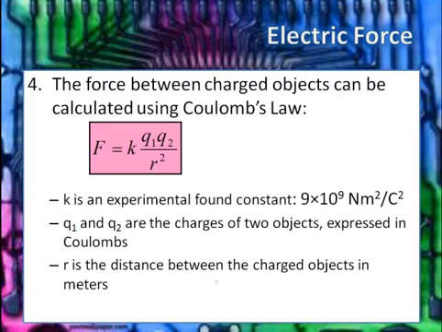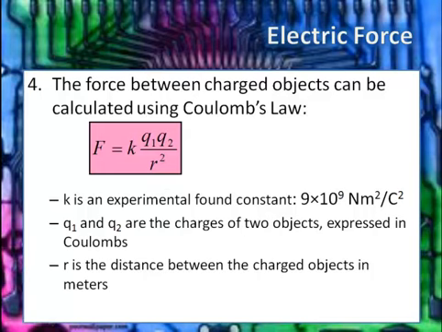Now, the real meat of the lesson today is the force, the interaction between charged objects. And that interaction, that calculation can be made using this formula. The K in this formula is just a number, 9 times 10 to the 9th. And then the charge is the charge of the two objects involved, and then the distance between them squared.